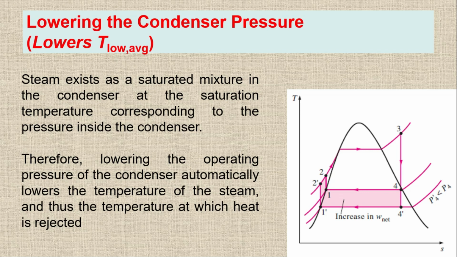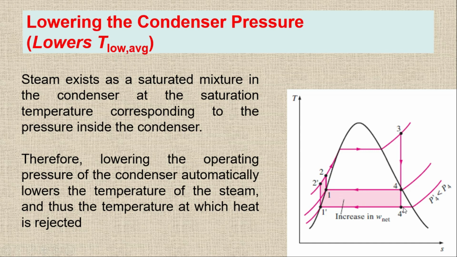Let's suppose we have a condenser that is to be cooled by a nearby lake or river, and we have a temperature of 15 degrees for the lake water. So when the lake water is circulating over this condenser tube, normally we have to provide at least 10 degrees delta T for good heat transfer. So it means we will have the condenser temperature around 25 degrees Celsius.